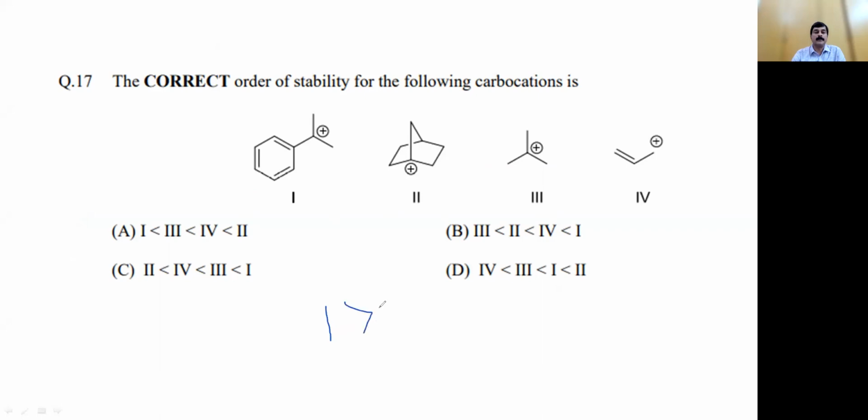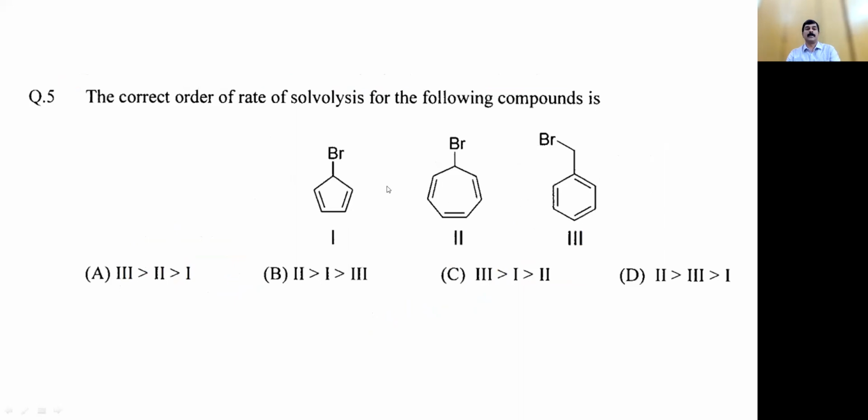Then comes the tertiary 3, then comes allyl, and the least these two. So 1, 3, 4, 2. This is the other way. Okay, so you try to apply all the things. Here conjugation is given, bridgehead, that is Bredt's rule, is taken care of, and also hyperconjugation. This is again the same thing.